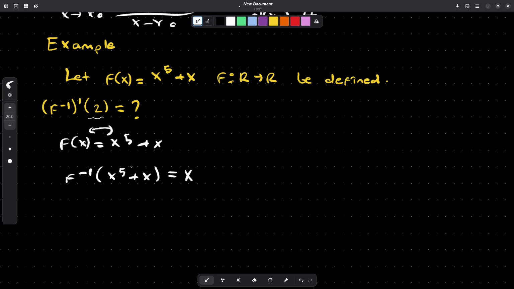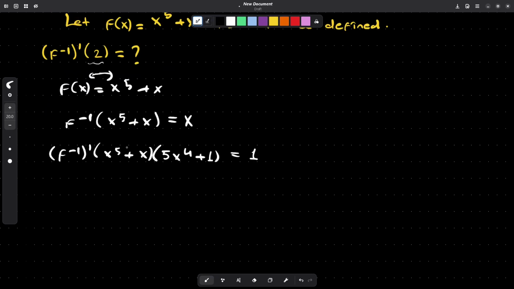Now this is a composite function, and when I differentiate this, first I need to differentiate the function itself, and then I multiply this with the inside of it, differentiated of course. So 5 times f inverse to the fourth power plus 1, and I need to differentiate x as well, of course, because I differentiate both sides, so the equation does not change. All right, now I can divide both sides by the second term here, which makes this derivative equal to 1 over 5 times x to the fourth power plus 1.